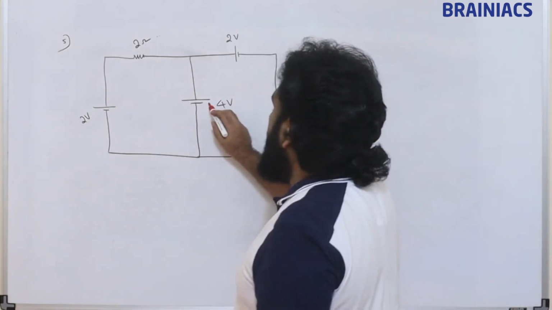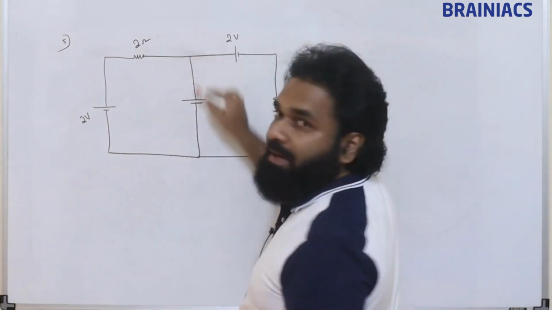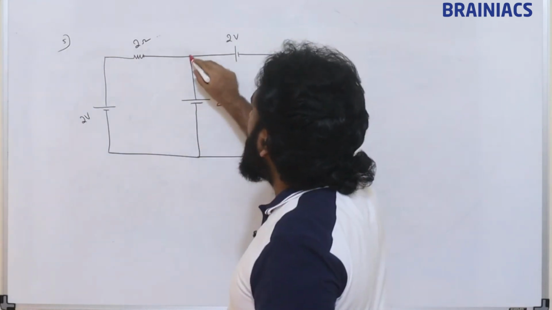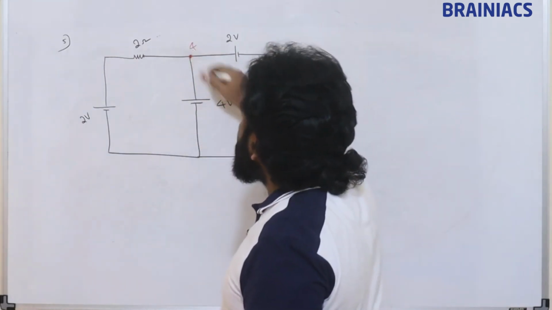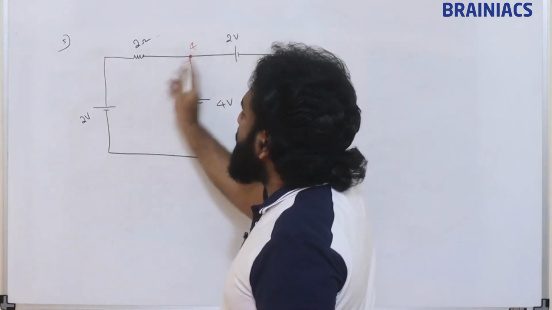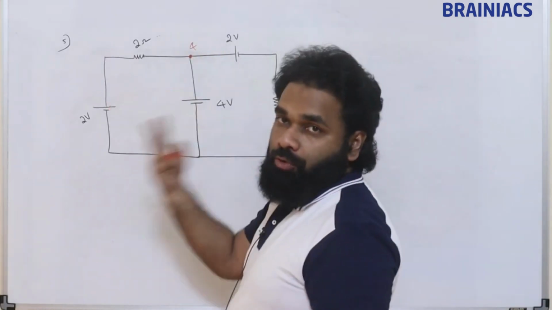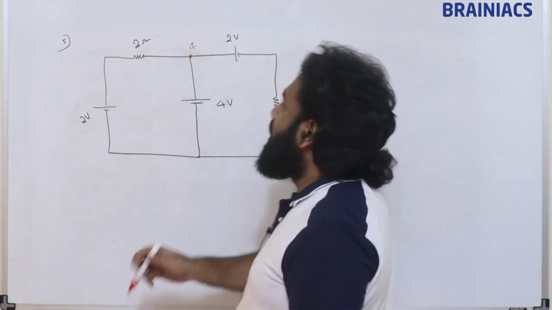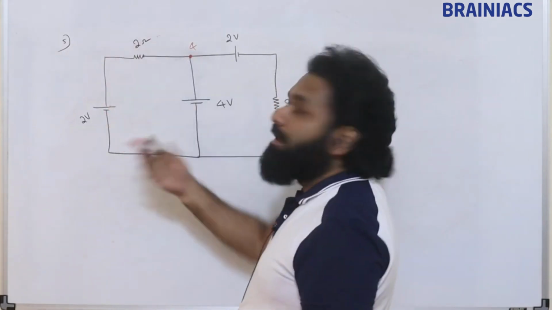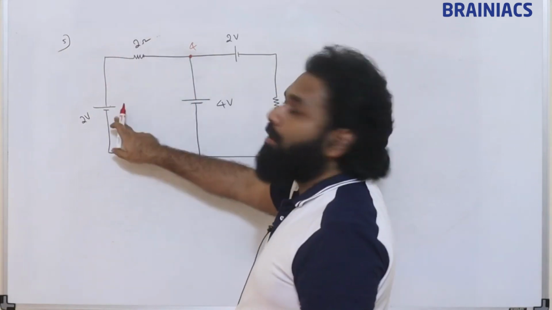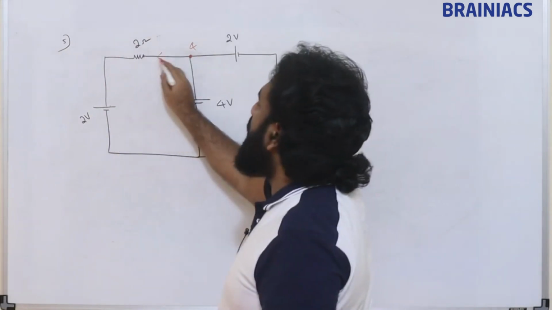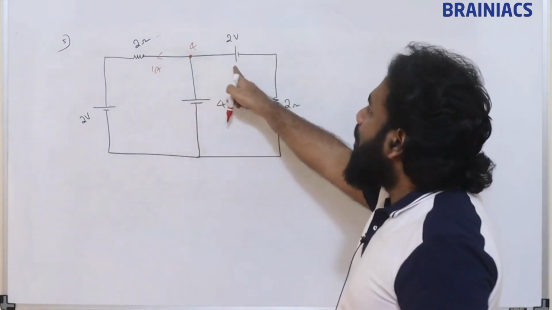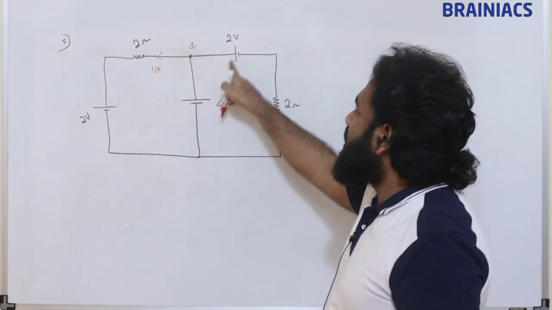This is 4 volt. No resistors in this branch. If a resistor is there, the story will change. 4 volt, 4 volt. This is positive. This is also positive. So 4 minus 2, how much? 2 volt. 2 by 2, 1 ampere. 1 ampere is the current here. In which direction? 4 is greater or 2 is greater? 4 is greater. So 1 ampere will be going like this. 4 volt, 4 minus 2. This is positive. This is also positive.